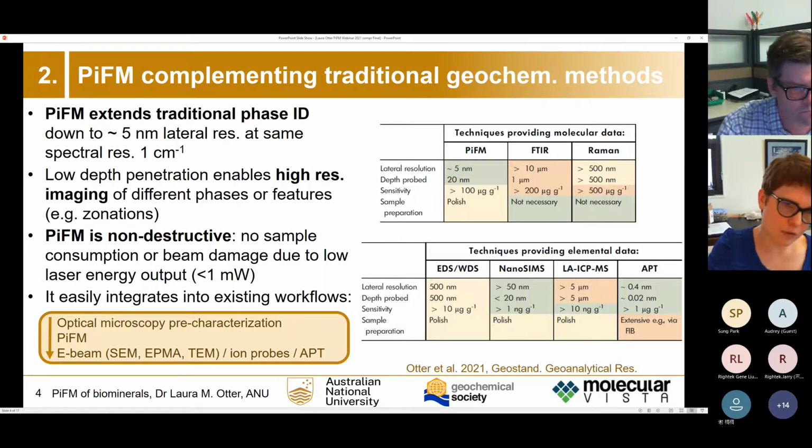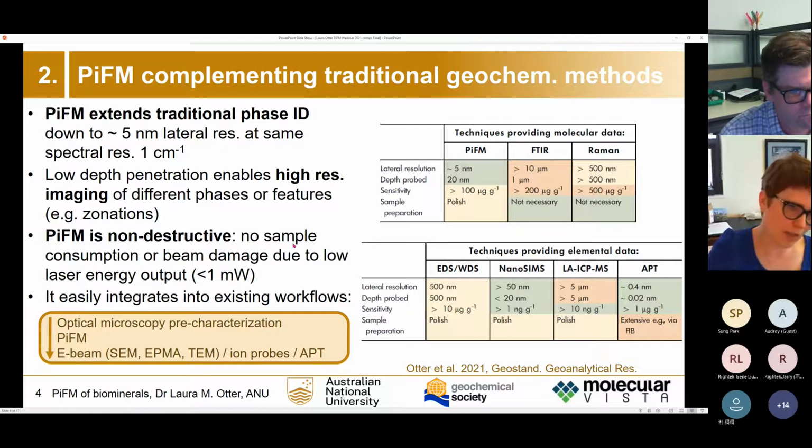We have a low depth penetration, which also helps in getting really high resolution imaging of different phases or features of phases, such as zonations. And as Derek said, PFM is non-destructive, so there's no sample consumption or beam damage or coating or any kind of modification of the surface necessary to do this work. This is because PFM uses such low energy laser outputs.